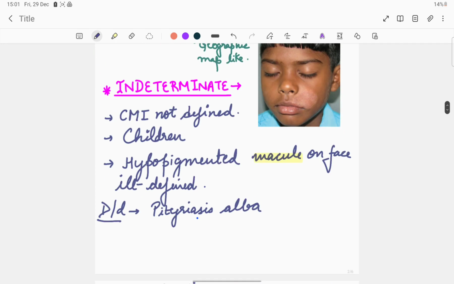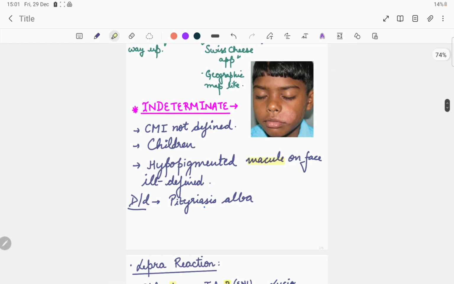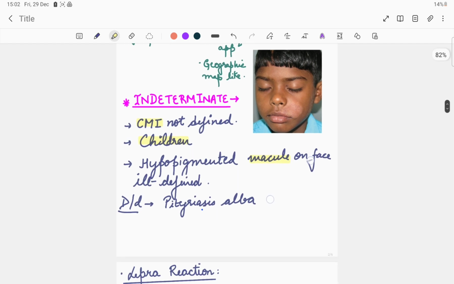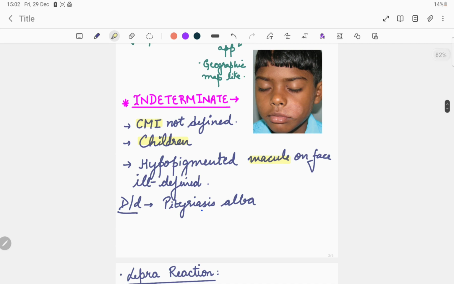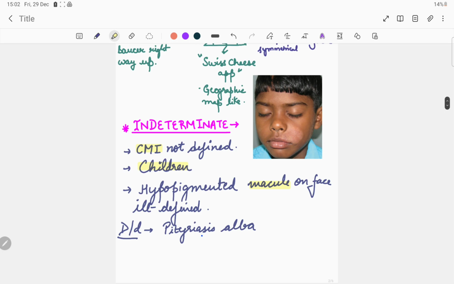Now we come to another type of leprosy, which is your indeterminate type of leprosy. Indeterminate means something is not defined. What is not defined? It's your cell mediated immunity. So in children, because they're not being exposed to so much of infection, their cell mediated immunity to this particular bacteria is not being defined. So this is a very milder form of leprosy where only hypopigmented macules are present on the face, and these are ill defined. As you can see, the face is not specific, but yes, face is involved.